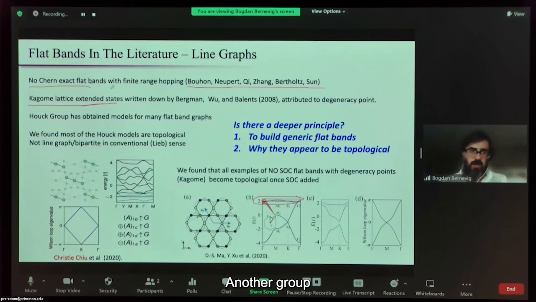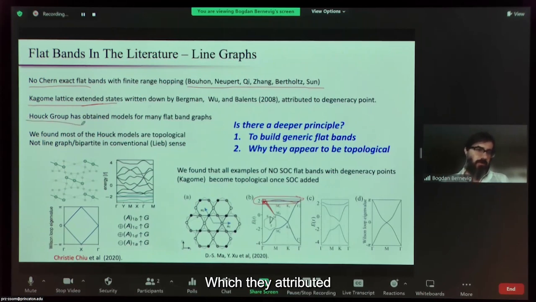And then Bernevig and Downs tried to get the basis for the flat band plus the degeneracy point, and they found that you cannot get it to be localized.